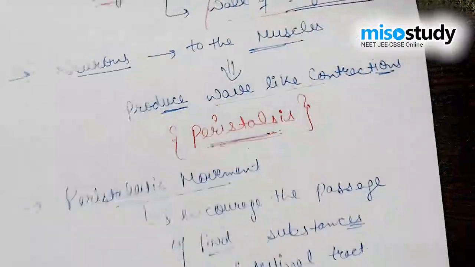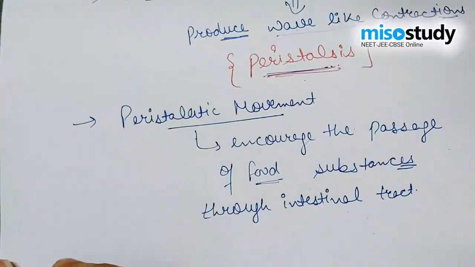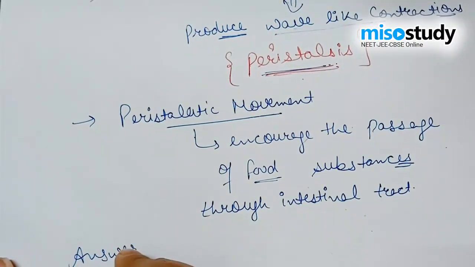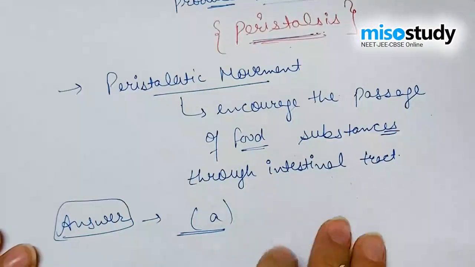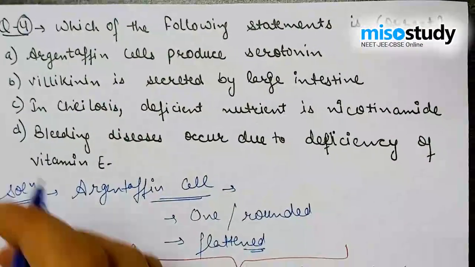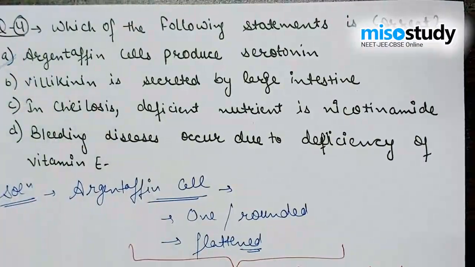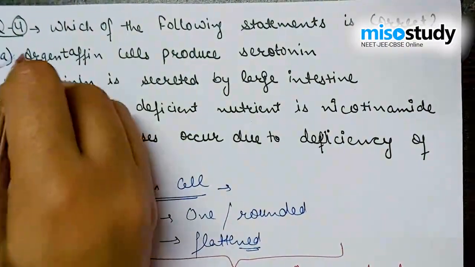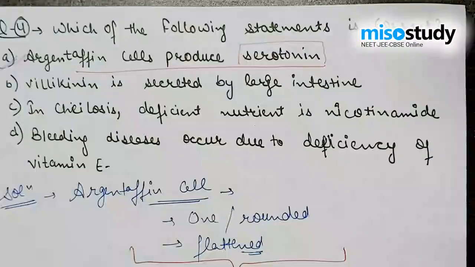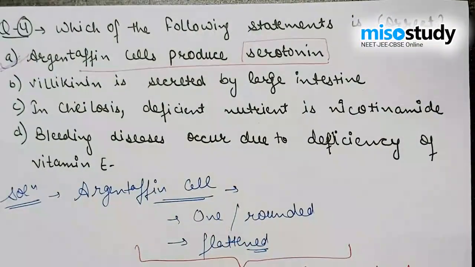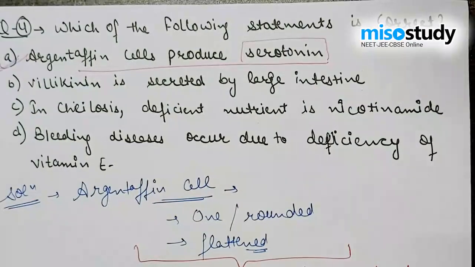So at the end of the discussion, the right answer for the question is option A. Let's mark the right answer, option A: argentaffin cells produce serotonin. Let's move on to the next question from digestion and absorption.